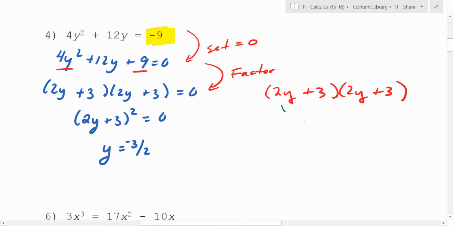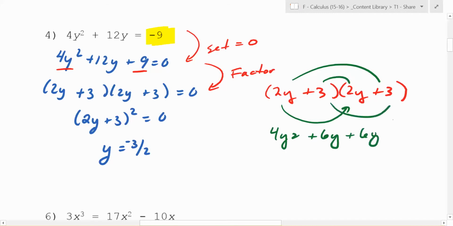Let's test it. 2y times 2y is 4y squared. And then you get 6y and then 6y and then 9. Does it work? Yes, it does work. This indeed is 12y. So this does make you happy.